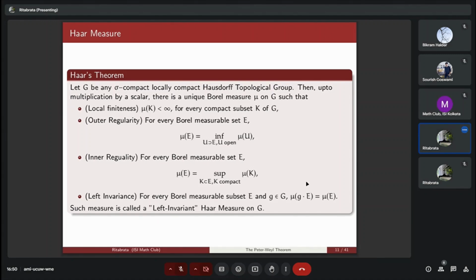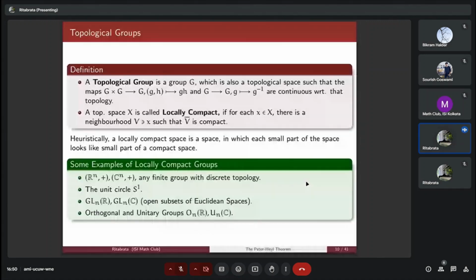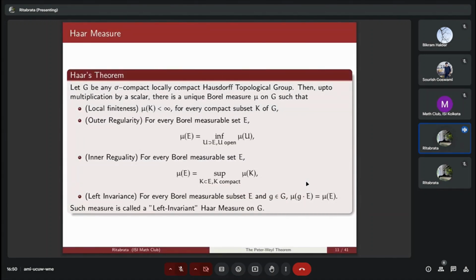One nice example will be R plus. We have the standard Lebesgue measure on R plus, which is our length. Basically how we define Lebesgue measure, it is translation invariant, because in that case our group is additive and g dot E will be x plus E. The measure is clearly translation invariant for real numbers in the Lebesgue measure. This is one particular example. The thing is, on any locally compact group, we have such a measure, which is left invariant.